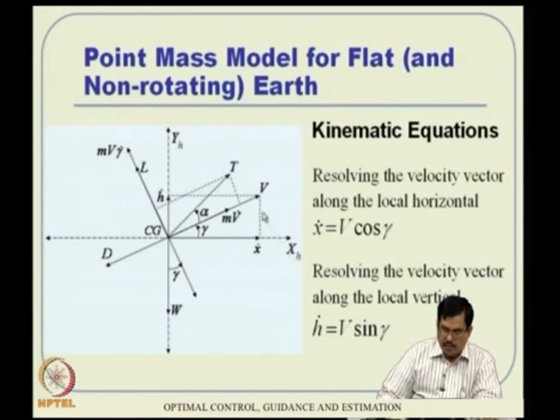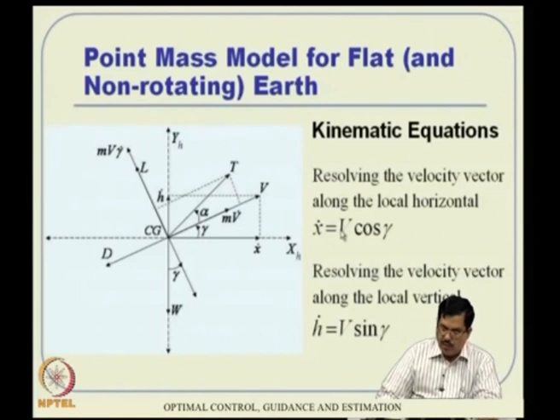So, what you have here, this velocity vector, if this angle is gamma, then this is actually x dot and that is h dot. And then this x dot is obviously v cos gamma and h dot is v sin gamma. This is simply the component of velocity vector in horizontal and vertical plane. Nothing there. Simple geometry tells us that one actually.